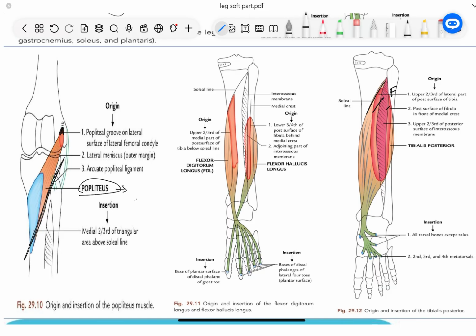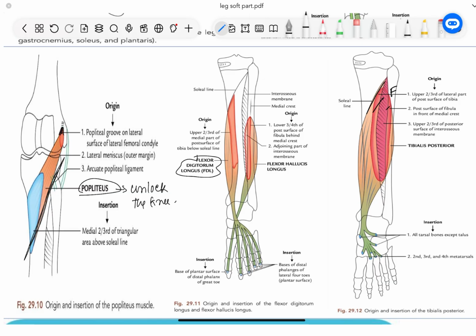Now this popliteus muscle has a very unique function. It helps to unlock the knee. This is the only muscle which does the unlocking action. Quadriceps muscles will do locking, and popliteus muscle will do the unlocking. So this is important.